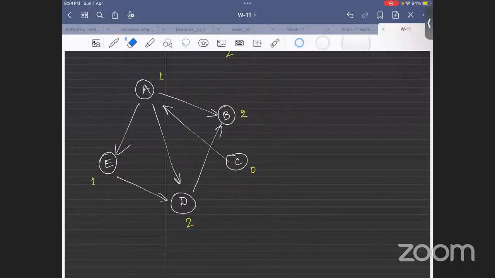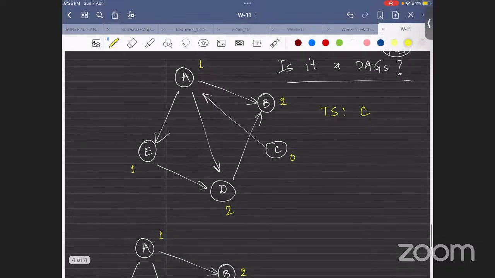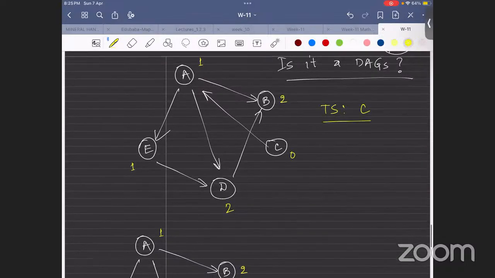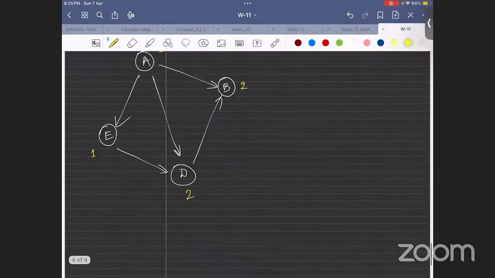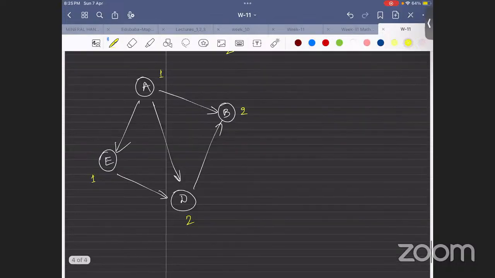Okay, so now I'll remove this C, and also the edges that are connected to C. I'll just remove this also. Now after removing that, we have added C to the topological sorting, the sequence that we were writing. And now we have to update the values of the in degree again.